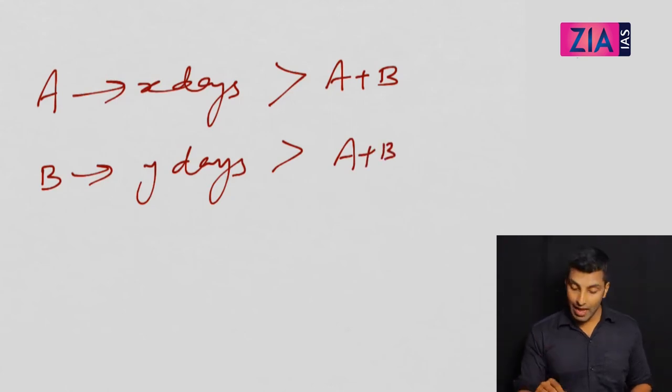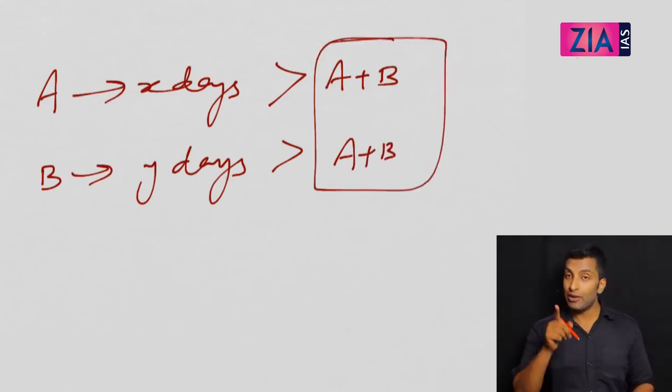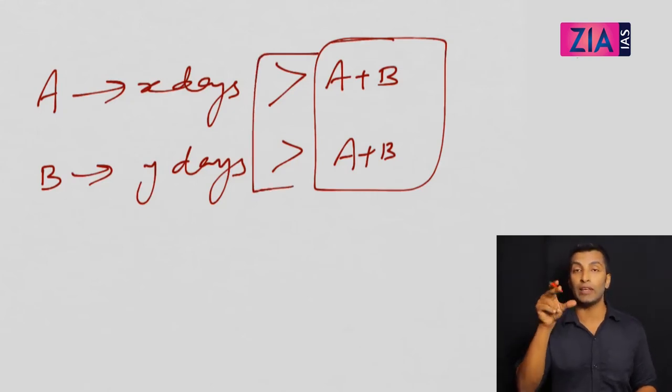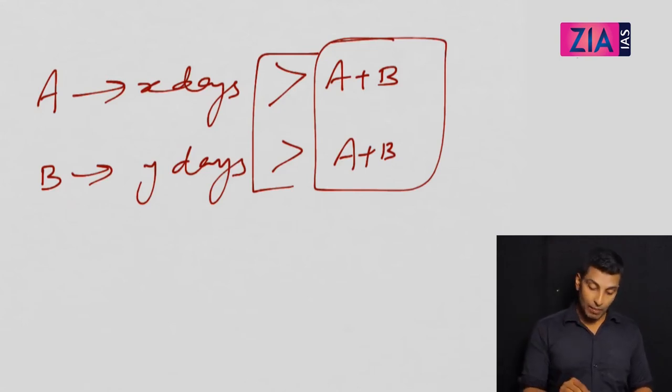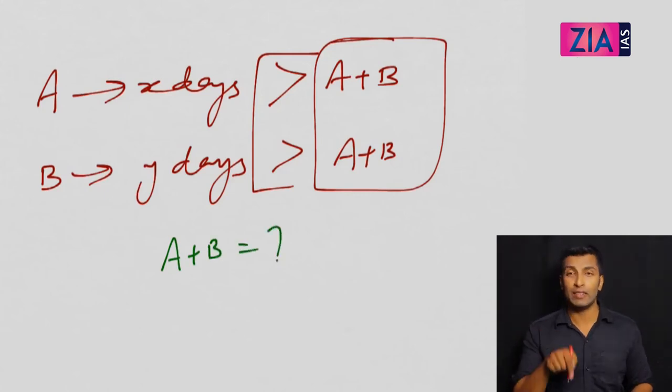B takes Y days more than A plus B working together. So what is common here? A plus B working together. And you are comparing A's efficiency and B's efficiency with A plus B working together. So A takes X days more than A plus B working together, B takes Y days more than A plus B working together. In this situation, the question will be: A plus B working together, in how many days do they complete the work? Very simple. If you know this pattern, the answer is root xy.